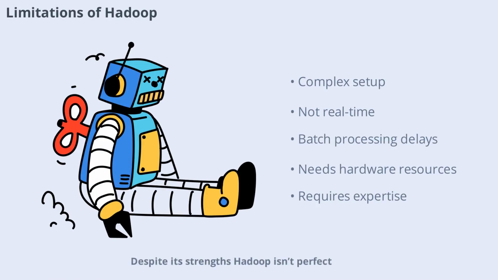Despite its strengths, Hadoop isn't perfect. It can be complex to set up and manage, and it's not ideal for real-time data processing. Hadoop's batch-oriented nature means there's often a delay between data arrival and analysis. Additionally, it requires significant hardware resources and expertise to operate efficiently.